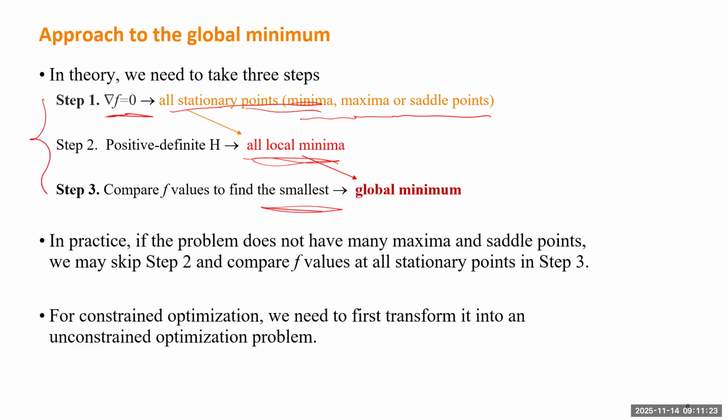But if your problem doesn't have very high dimension, so not many variables, so the number of stationary points or minimum points is not many, you can skip over step 2. You only find the stationary points and calculate the function values at those points, and then simply find the smallest one. So that will be your final solution. So the key in this section will be calculating this gradient vector.